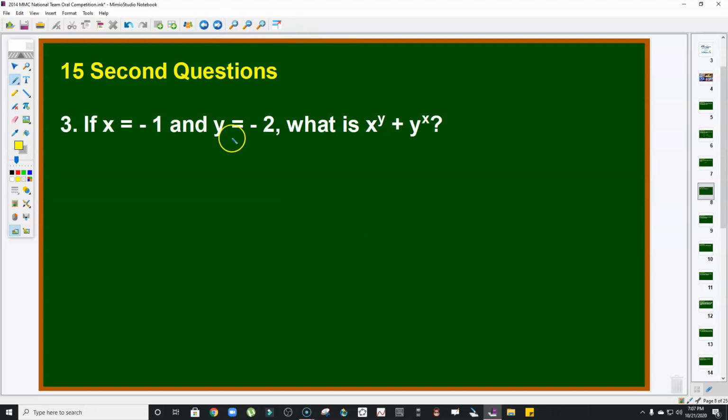Next, problem number 3. If x equals negative 1 and y equals negative 2, what is x raised to y plus y raised to x? So this is negative 1 raised to y, which is negative 2, plus y raised to x. See that? By the law of exponents, this one will become 1 over negative 1 raised to 2, so that will become positive 1, right? Plus this one will become 1 over negative 2. So from here, we have 1 minus 1 half, or 1 half.